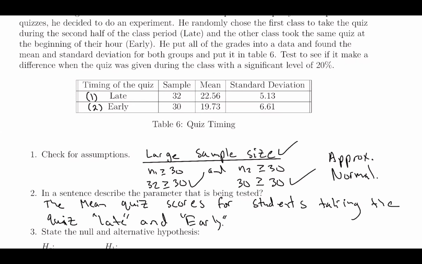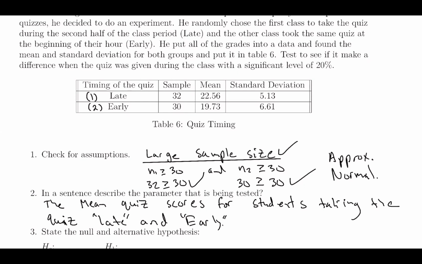So we're testing the mean quiz score for students taking the quiz late, which is at the end of class, or students who take it early, which is at the beginning of class. All right. Everybody good with step 2? All right, let's do step 3.